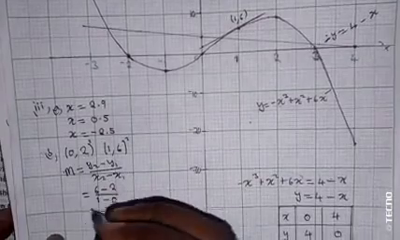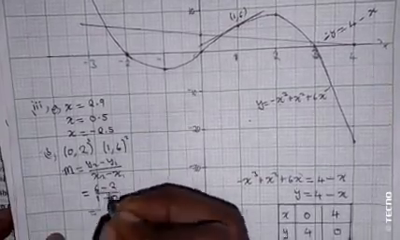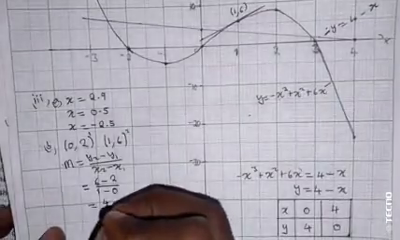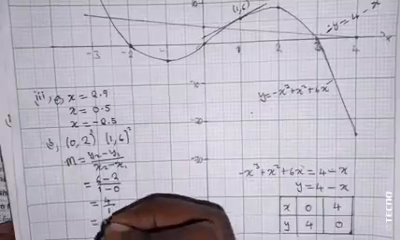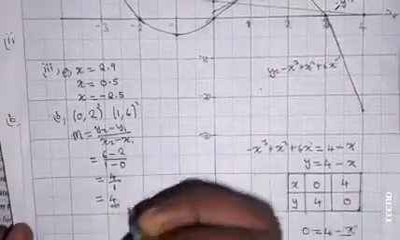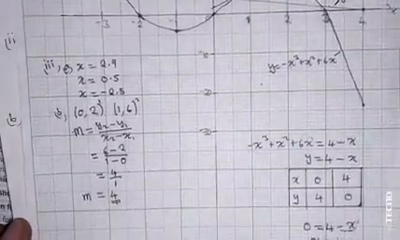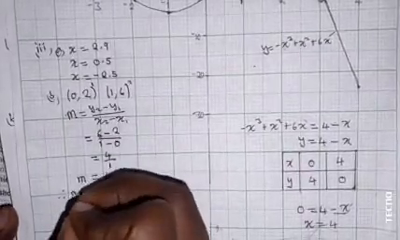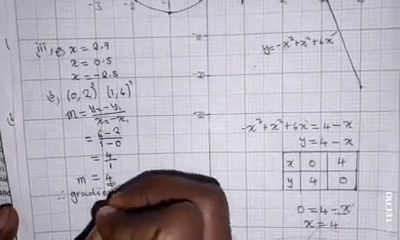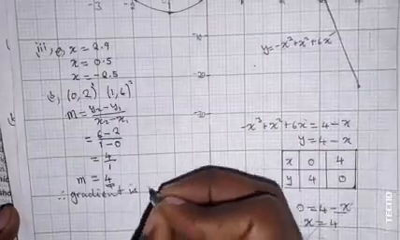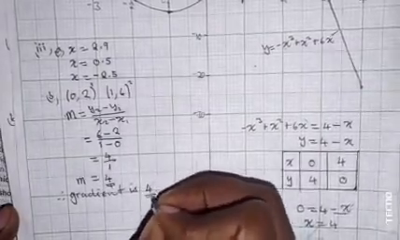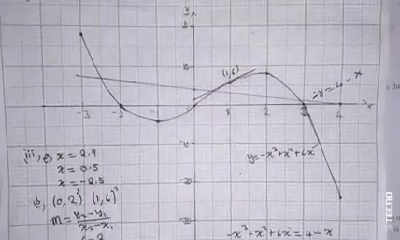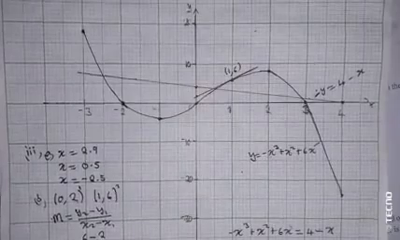Having this, we get 4 over 1, which is 4. So here my gradient is equal to what? m is equal to 4. Or if you want, you can simply say the gradient is 4. Okay, so this is my gradient. So this is how you can answer this question on a graph paper.